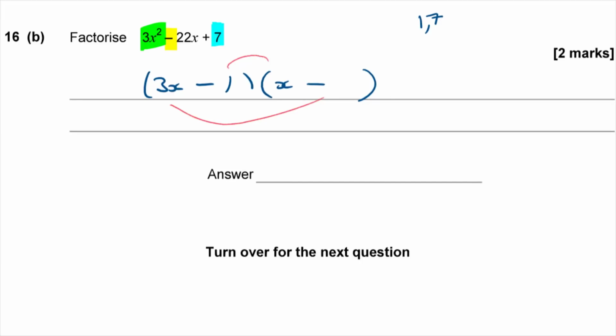Let's try it with the 1 here and the 7 here. Then my 3x times my minus 7 is going to give me minus 21x, and minus 1 times x is going to give me another minus x, giving me minus 22x altogether. So that is the solution then, isn't it? So (3x minus 1)(x minus 7) is the answer.